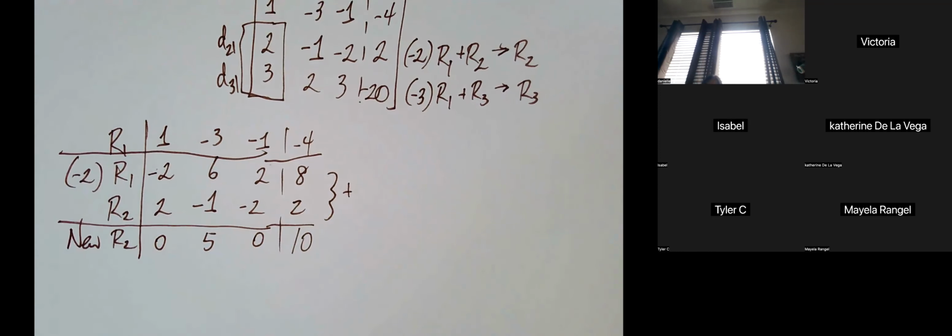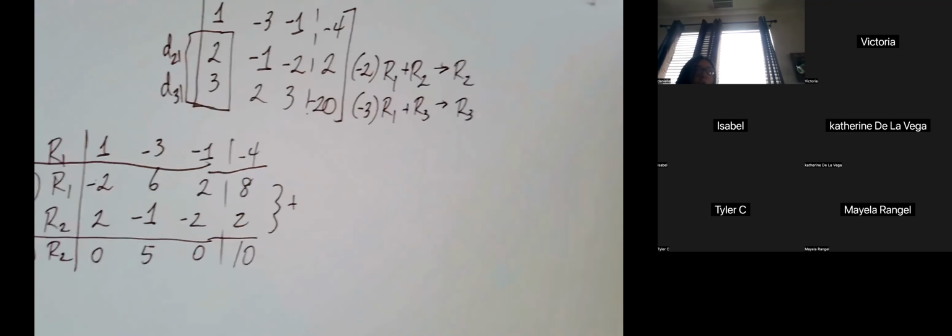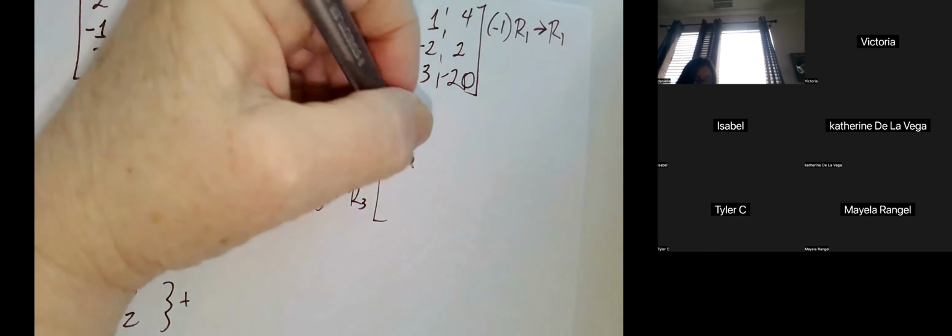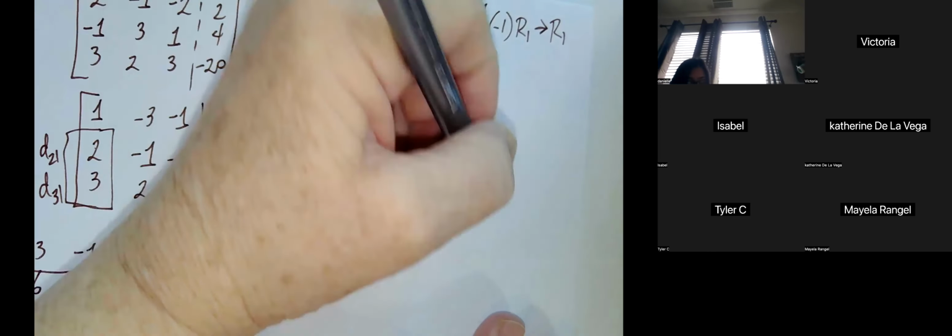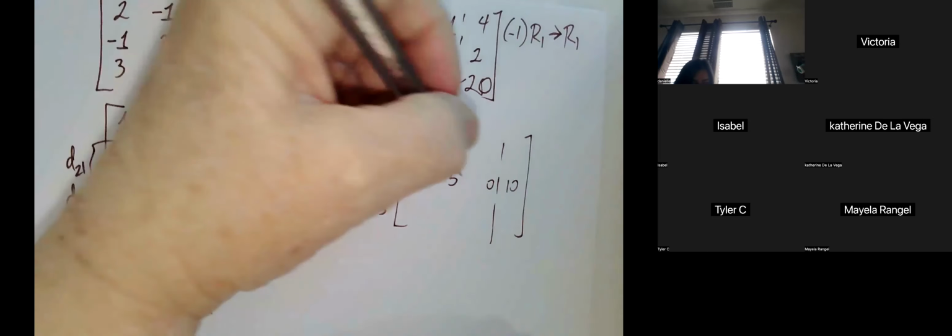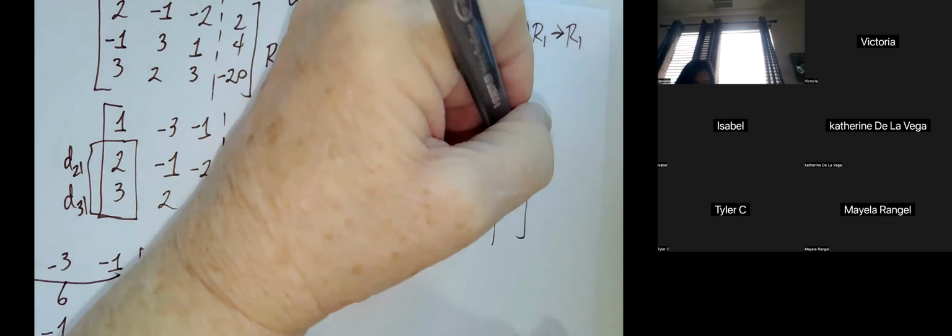And now I only have 2 entries in row 2 that are not 0. Why do I feel comfortable about the math I've done so far? Because you can divide 5 and 10. Yes, 5 goes into 10. Exactly right. So we've got our new row 2. It is 0, 5, 0, 10. Row 1 did not change. It is still 1, -3, -1, -4.